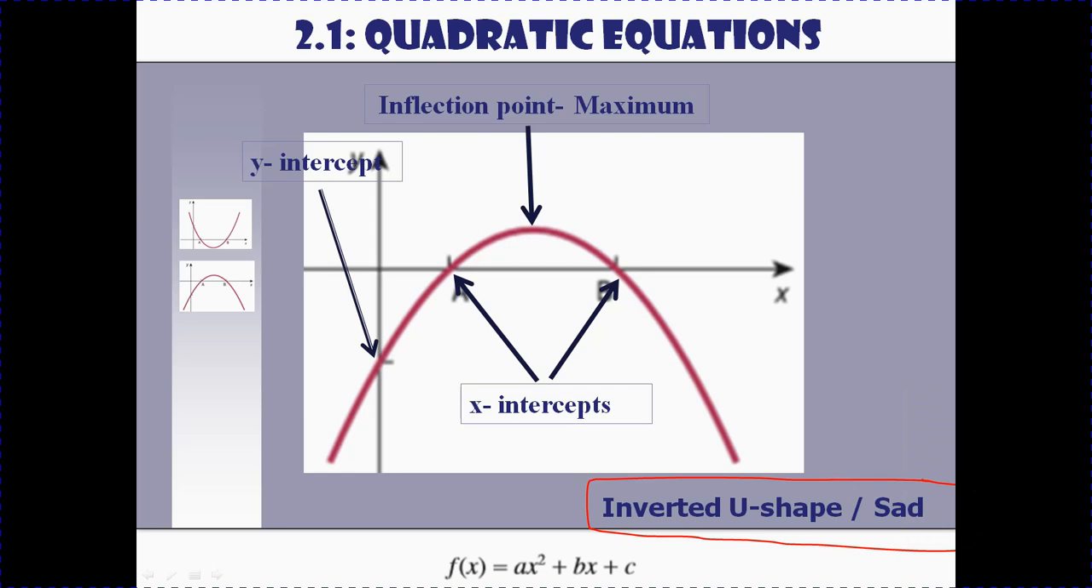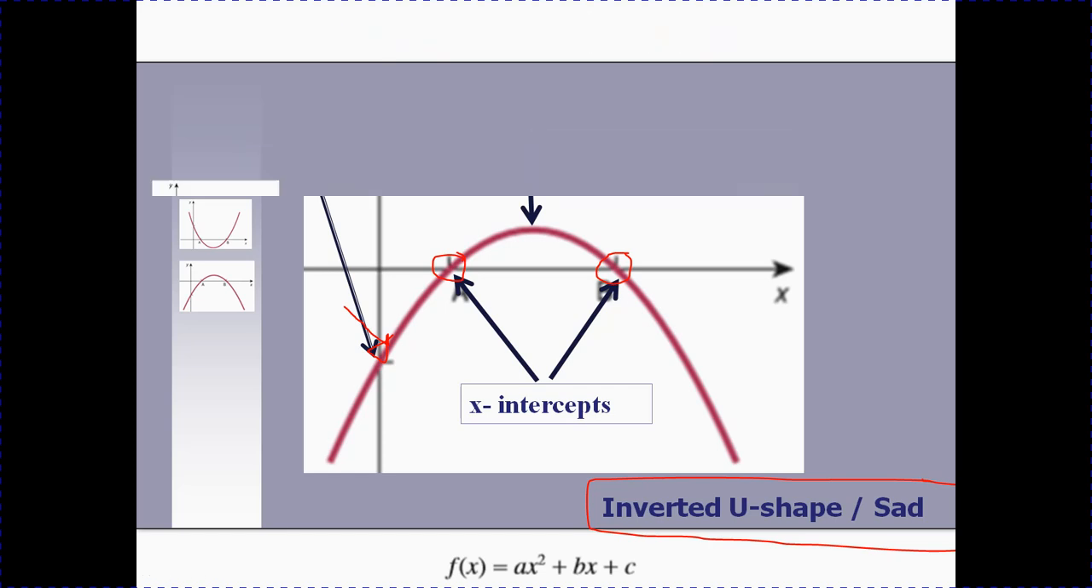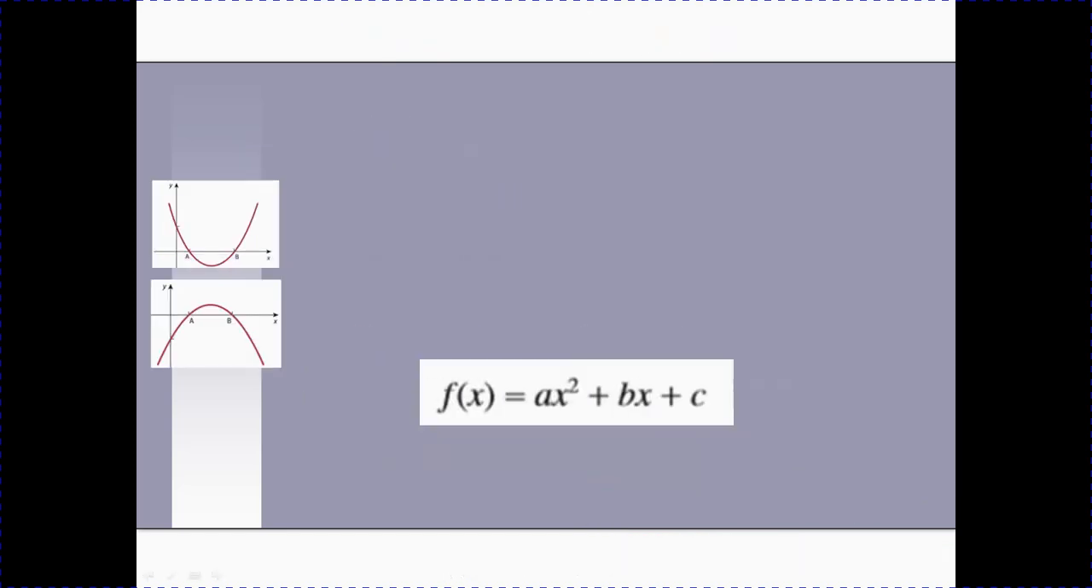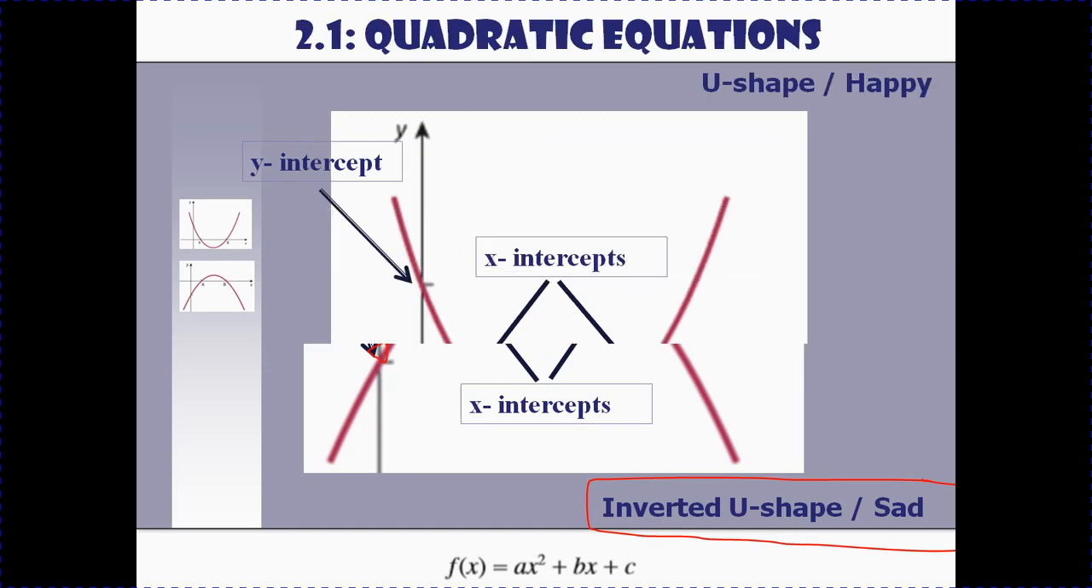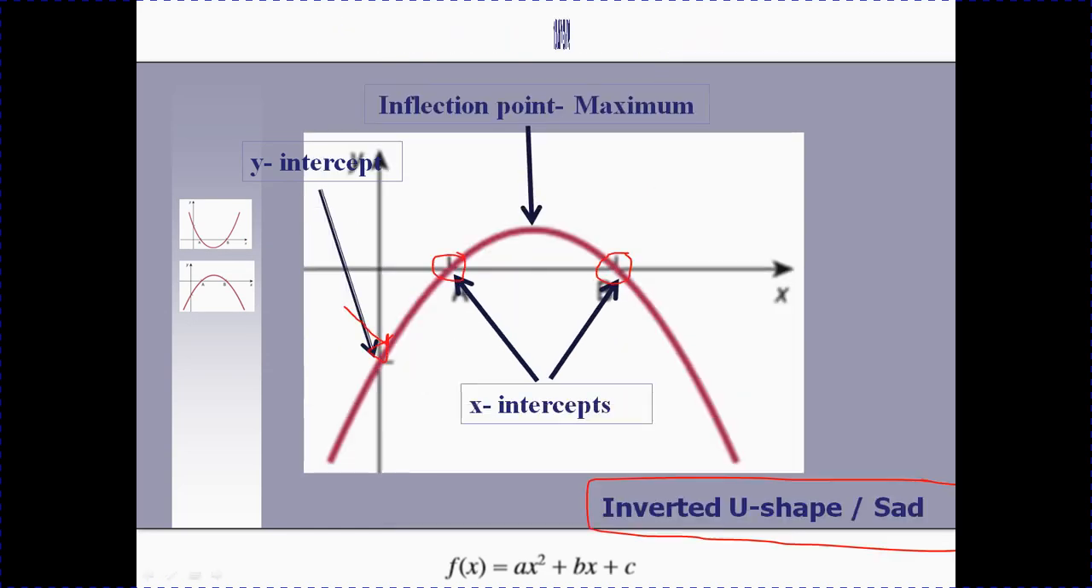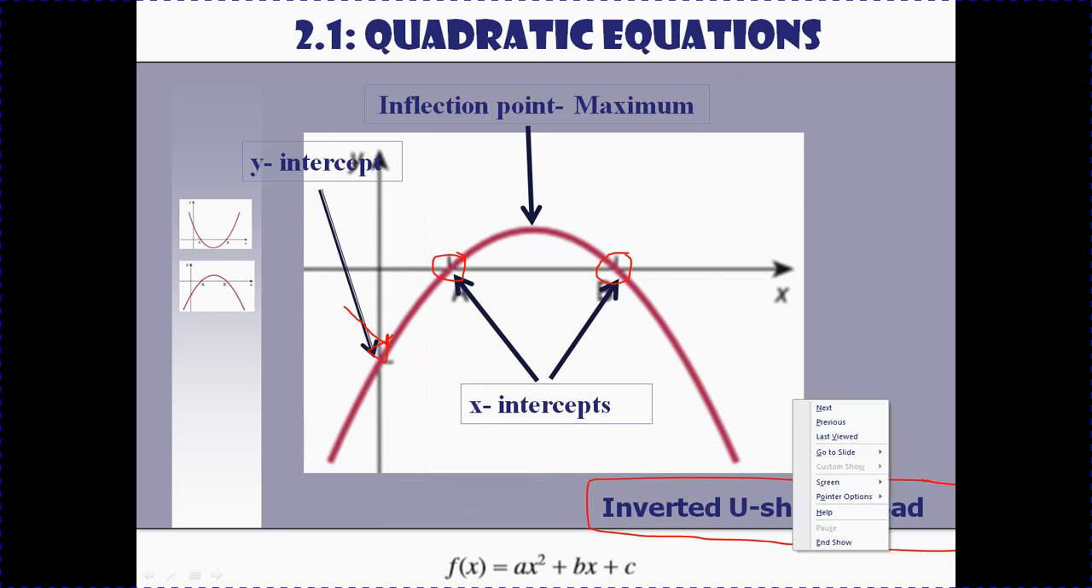Number two, we have to determine the y-intercept, the coordinate of the y-intercept. Number three, the x-intercepts, and as you see, we have two x-intercepts. In general, it may take up to two. In some special cases, you have just one x-intercept, and in some special cases, there are no x-intercepts. So we need first to determine if the shape is U shape, happy, or sad shape, inverted U shape.